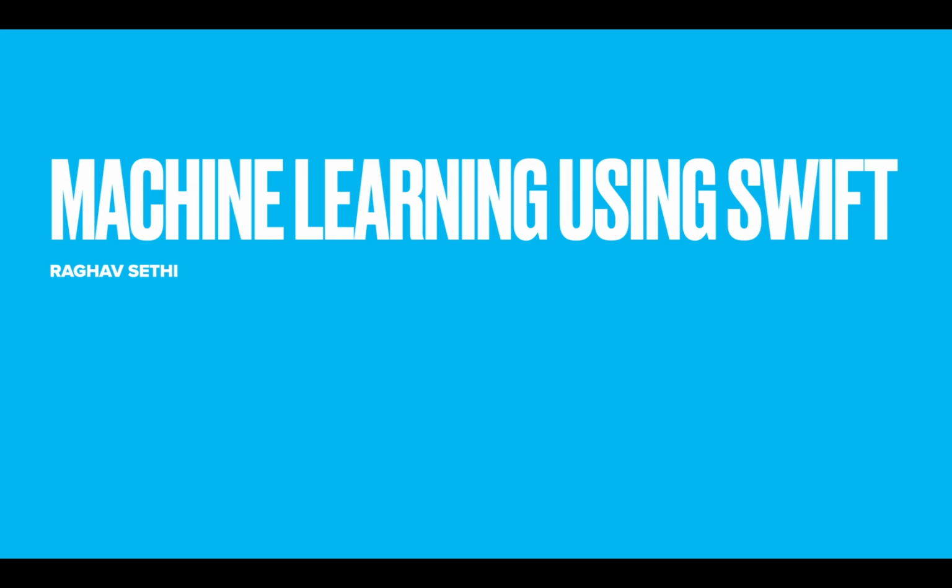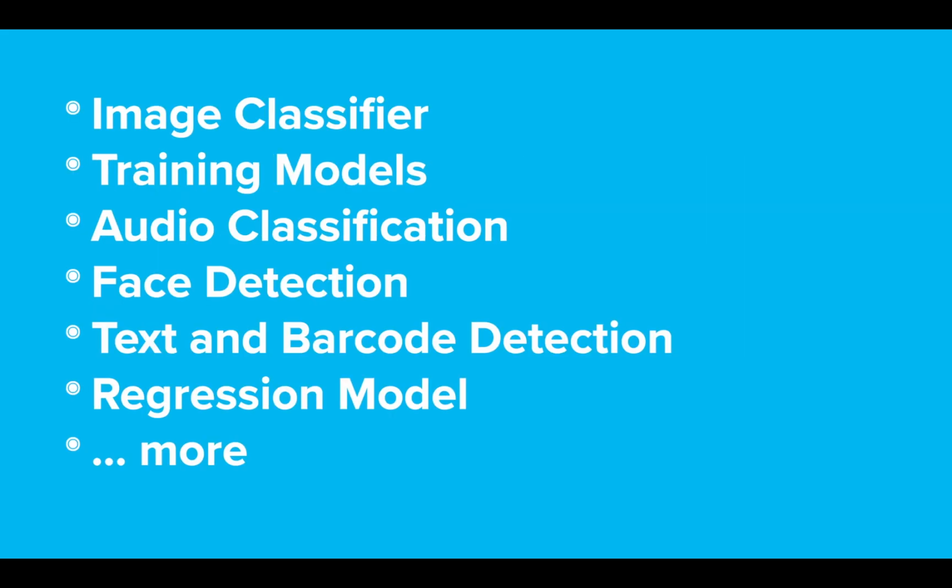So throughout the series, I'll be exploring everything that Apple has to offer to developers in terms of machine learning. I'll start off with a basic image classification, then creating your own training models for image classification, audio classifications, facial detection, text and barcode detection, regression models, and everything new in Core ML.